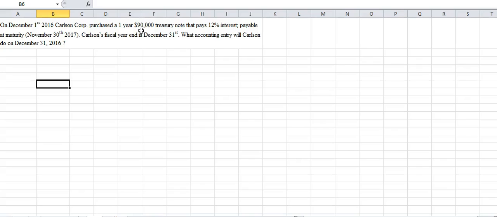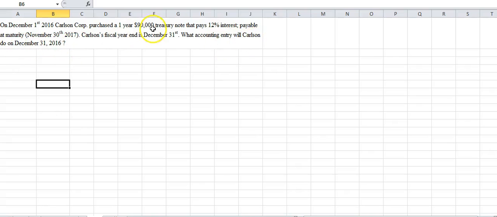Okay, so they purchase a note for $90,000 that pays them 12% interest. Okay, they're going to receive the 12% interest plus their $90,000 back on November 30th of 2017. So they'll receive it after a year, right? Carlson's fiscal year ends December 31. What accounting entry will Carlson do on December 31st?